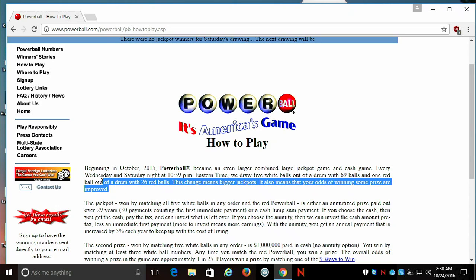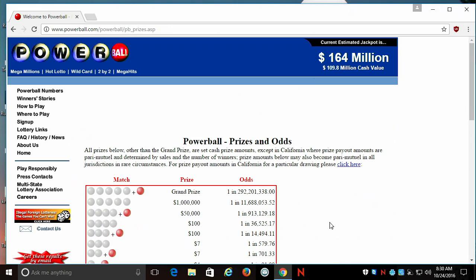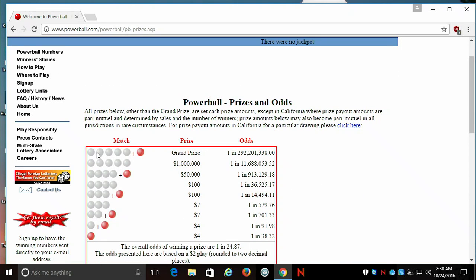And this is the key paragraph you need. We draw 5 white balls out of a drum with 69 balls and 1 red ball out of a drum with 26 red balls. So you have to match all 5 white balls and the red ball, which is known as the Powerball, to win. So the odds of winning, now let's see if I can find that on the site, there we go. The odds of matching all 5 balls and the Powerball is 1 in 292 million. So here's what I want you to do.